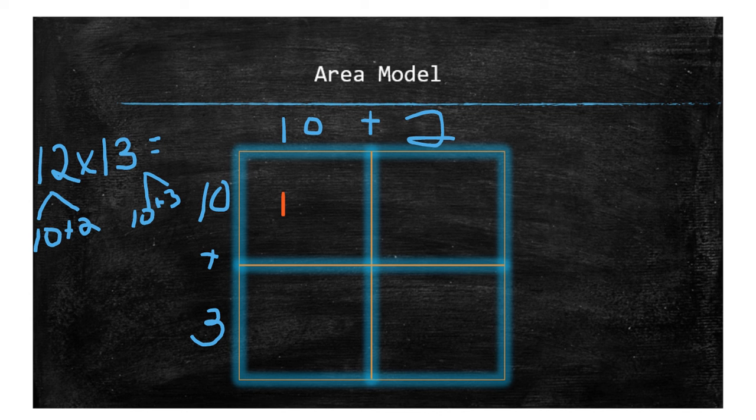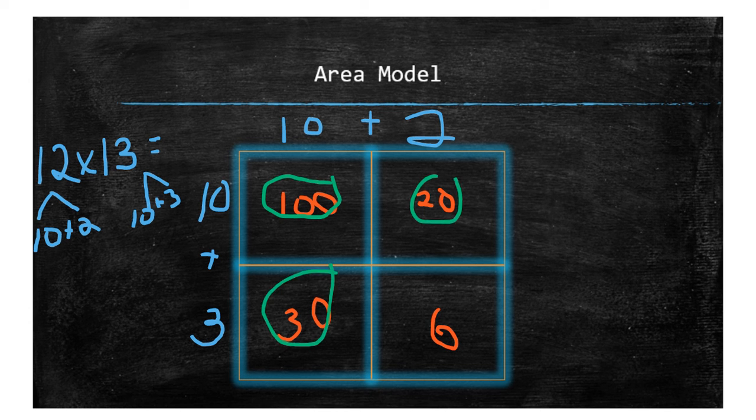10 times 10, that's an easy number that we've already gone over. So 10 times 10 is 100. So that's 10 times 1 is 10, and we bring down the 0. 10 times 2, same, that's 20. 3 times 10 is 30. And 3 times 2 is 6. And then from this point, we're simply going to add our partial products. So our partial products are going to be 100, 20, 30, and 6. And we call them partial products because that's not our final answer.